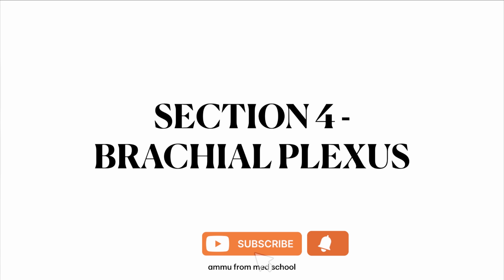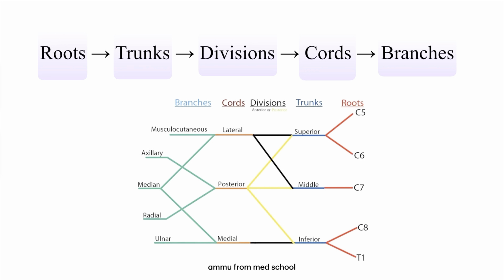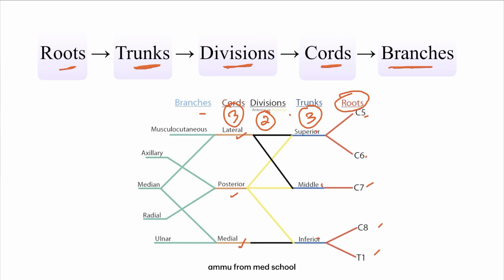Now, moving on to section 4, brachial plexus. Students lose a lot of marks here, but keep it in one pattern and this is going to be very easy for you. Branches, cords, divisions, trunks, roots. Now, what are the roots here? You have C5, C6, C7, C8, and T1. Trunks, just 3. Superior, middle, inferior. Divisions, just 2. Anterior, posterior. Cords, just 3. Medial, lateral, posterior. And branches, you have just 5 branches.